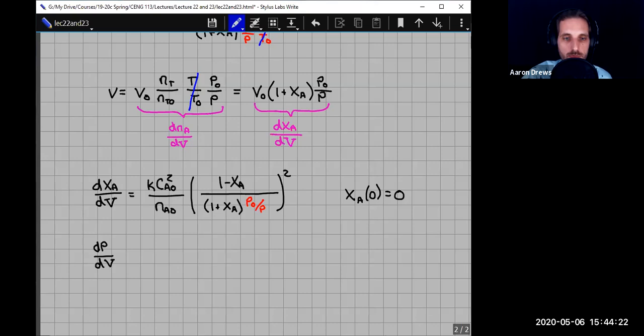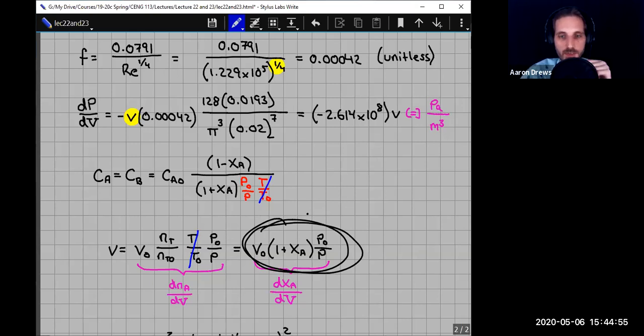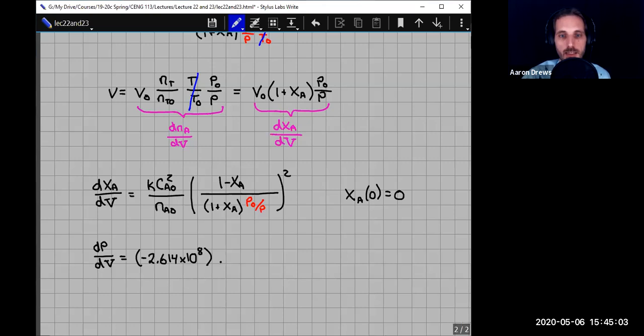This is now coupled to dP/dV, which we had just calculated a moment ago. The coefficient that sits out in front of it is minus 2.614 times 10 to the eighth, and now it's times V. That was what we saw here. This is our V term, and we have to use this form of V because V is not constant. It's a gas phase system where the pressure is changing and the total moles are changing, so we have to replace V with something that we can still calculate. So this is V0 times 1 plus XA. Let's leave that pressure term in there as red again, just so that we can see exactly where it's entering. Notice that they're also coupled.